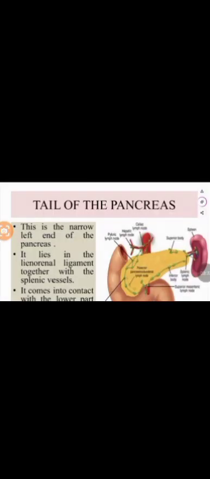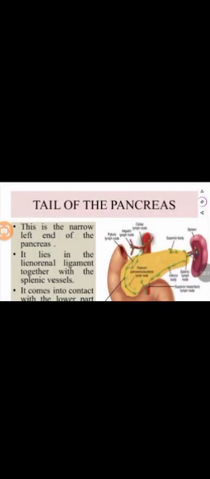Body of the pancreas. The body of the pancreas is elongated. It extends from the neck to the tail, directed towards the left with a slight upward and backward inclination. It has three borders and three surfaces. Body of the pancreas has three surfaces: anterior surface, posterior surface and inferior surface.